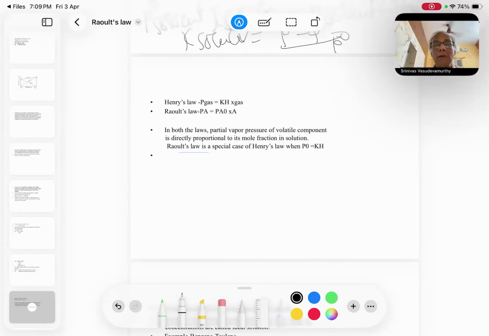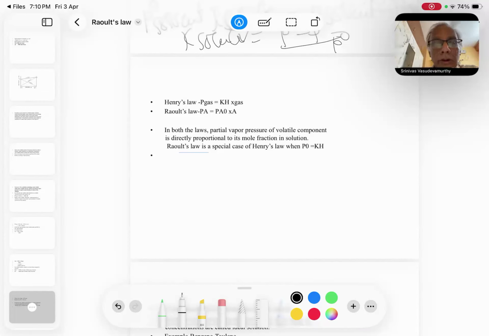Here, Raoult's law, for a solution containing two or more volatile solvents: Pa equal to P naught A into mole fraction of A. Pa is the vapor pressure of A in the solution AB, P naught A is the vapor pressure of pure solvent A, and Chi A is the mole fraction of solvent A in the solution AB. So Henry's law: P gas equal to Henry's law constant Kh into mole fraction of gas. Raoult's law: Pa equal to P naught A into mole fraction of A. This is what we have seen here, right?